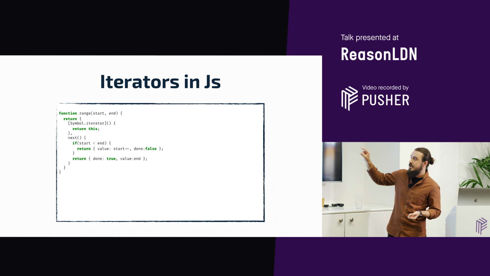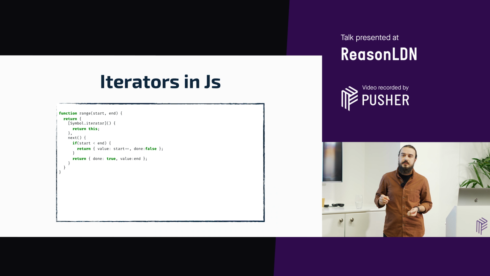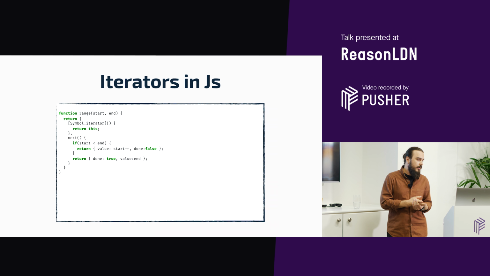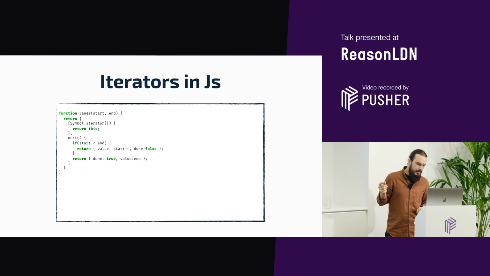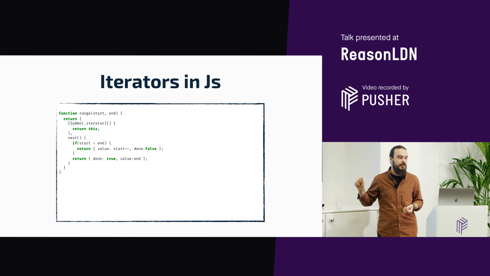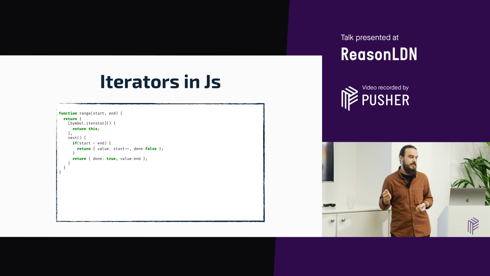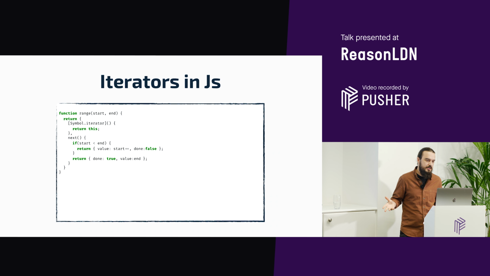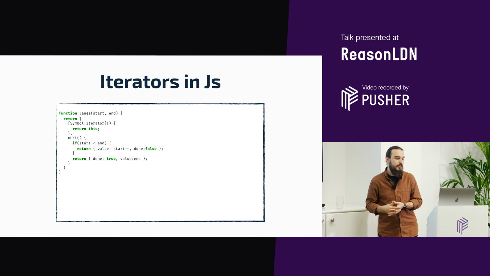Our next function returns a pair of values. It returns the done flag, which is a Boolean, and the value itself. And while our done flag is set to false, we know that we have values to consume. But once it's set to true, the computation is essentially finished, and we need to stop.